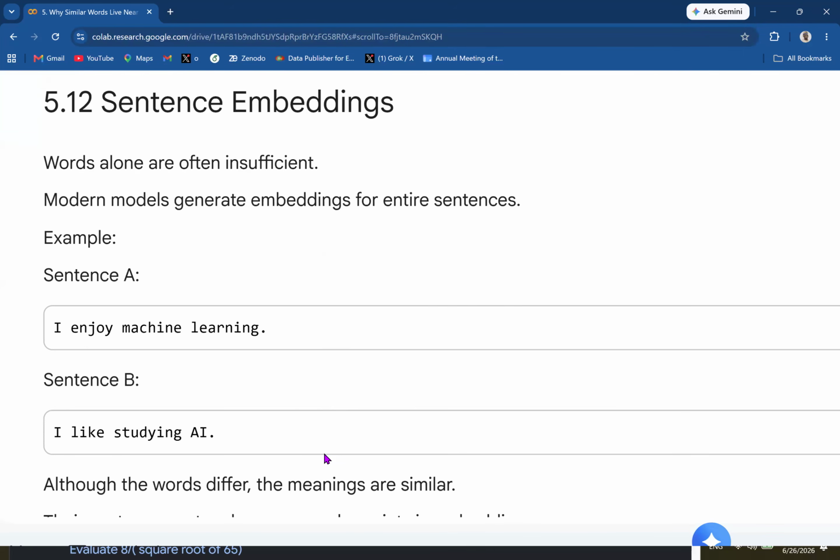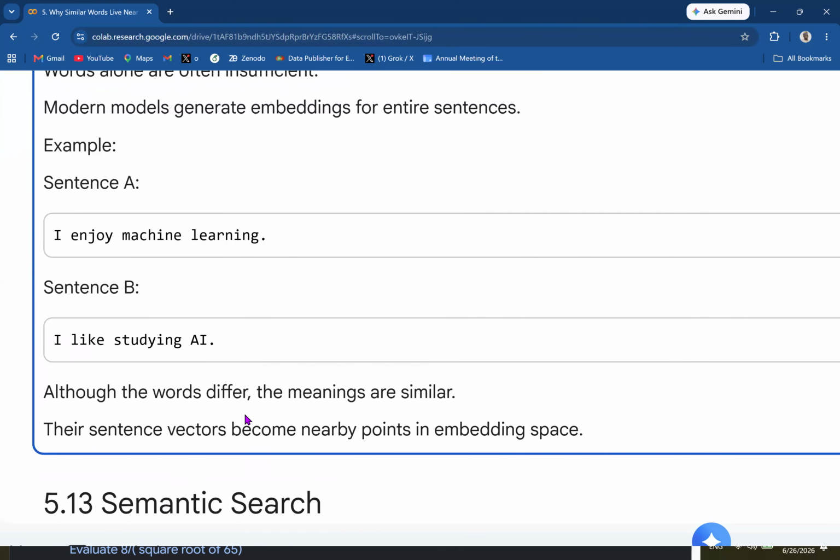Now, let's see sentence embeddings. Words alone are often insufficient, right? So modern models generate embeddings for entire sentences, depending on whatever model you are using. Instead of embedding word by word, you can embed token by token, or even sentence by sentence. A whole sentence can be embedded. Imagine sentence A, "I enjoy machine learning," and sentence B, "I like studying AI." Although the words differ, the meanings are similar, so their sentence vectors become nearby points in embedding space.